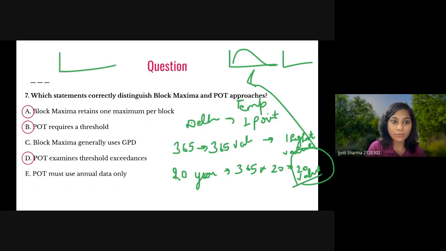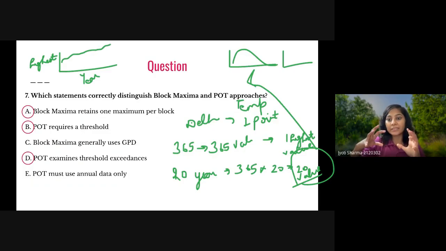So this is your highest rainfall, and this is your year. And it may be that the highest rainfall magnitude every year is increasing. Okay, so if we are selecting the highest value out of a bunch of values every year, then this will be your block maxima.